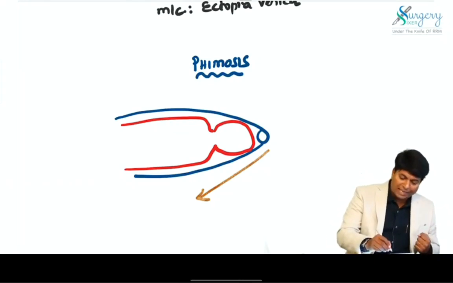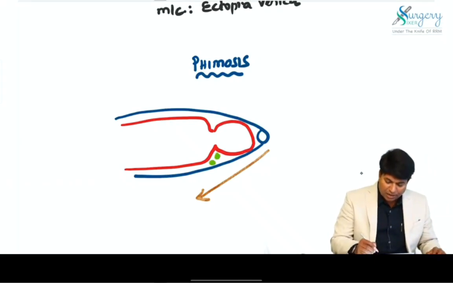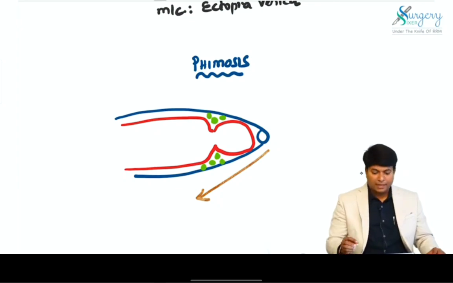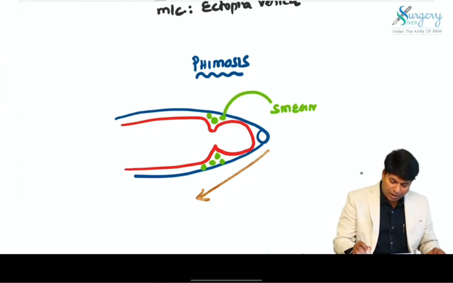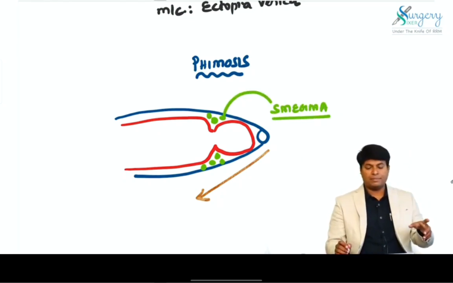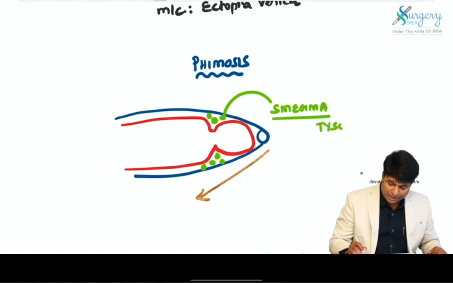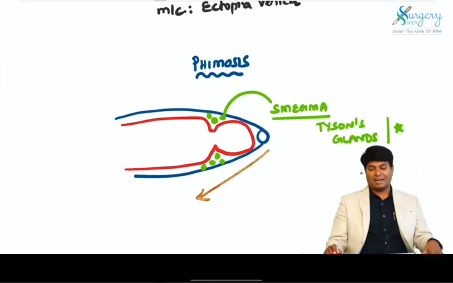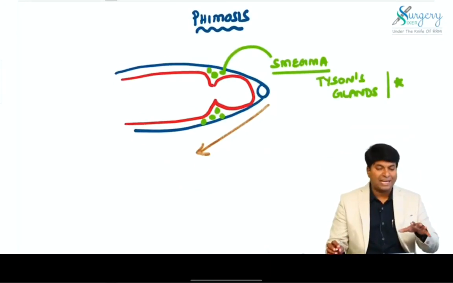If you are unable to retract the prepuce backwards, what will happen? There will be collection of, what is this green color I am drawing here? That is known as smegma. There will be collection of smegma in the coronal area, which is produced from Tyson's glands. That will be collected underneath and will cause carcinogenesis in future. Therefore, phimosis is a pre-malignant problem.